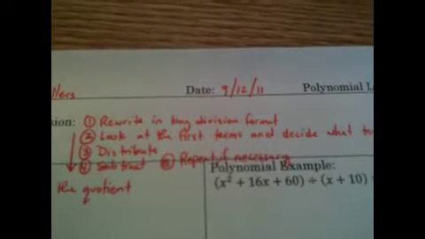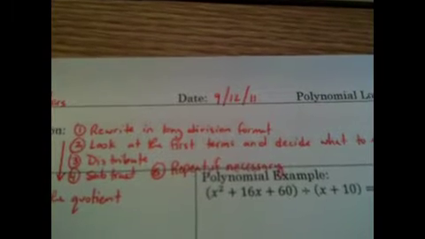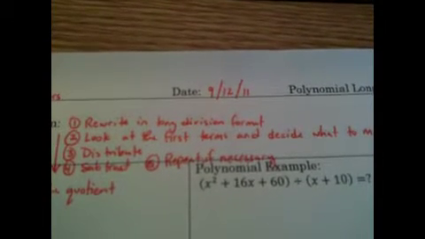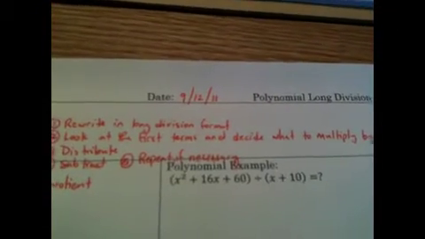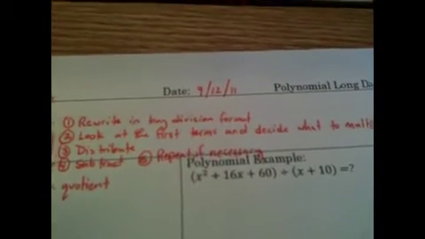The second step is I want you to look at the first terms of each polynomial, and I want you to decide what to multiply by. Now, what do I mean by that? I'll show you in just a second.